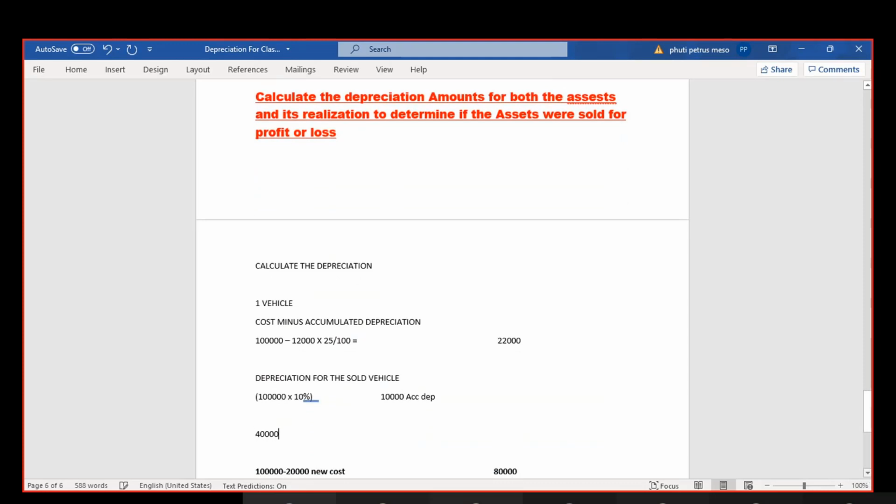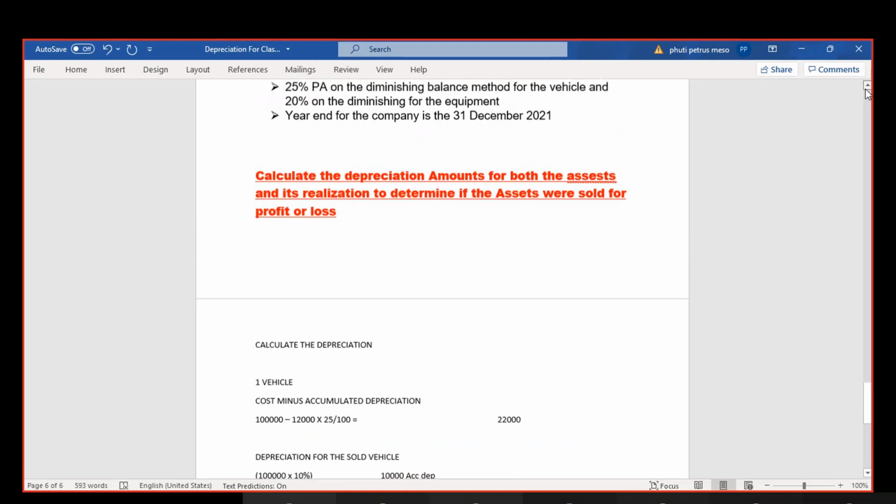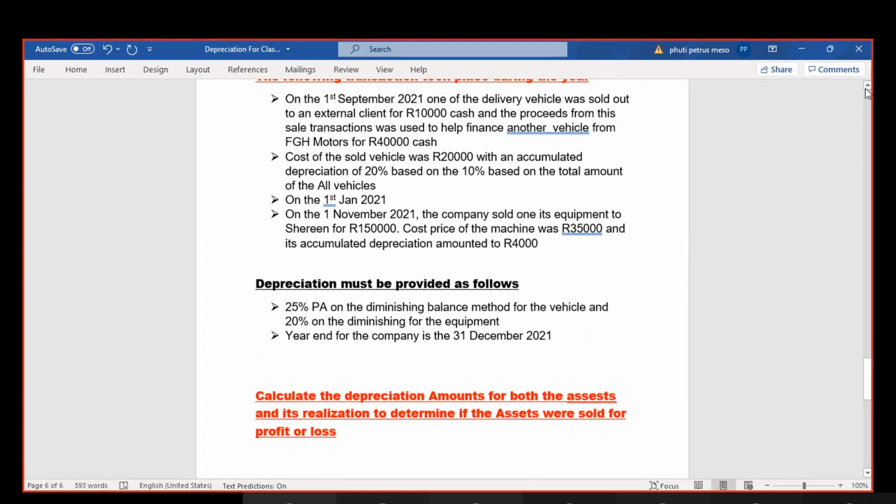So let's say 4,000 times 5 divided by 100 multiplied by 4 divided by 12. Okay, it's for the new cost. But we don't have any cost in regards to the equipment. Let's have a look at that one. One of the equipment was sold to Shireen for 15,000 rand. Cost price of the machine was 35,000 rand, and the accumulated depreciation was 4,000 rand. So we cannot calculate the depreciation for the new cost because there's no new cost for the equipment.